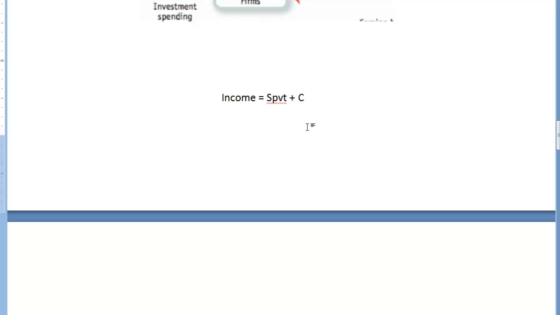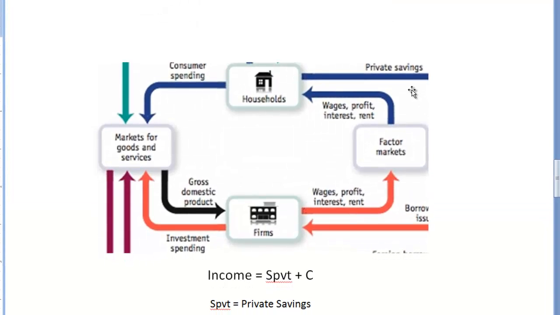There are two things households can do with their income. They can either save it or spend it. When households save part of their income, private savings flow into institutions in financial markets referred to as financial intermediaries.